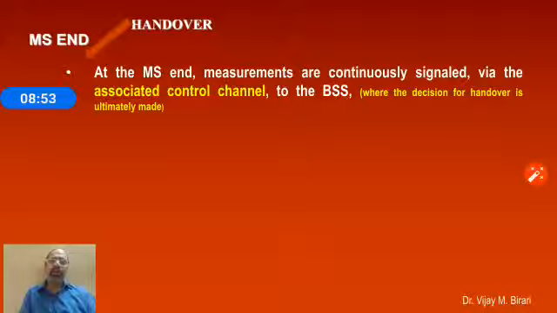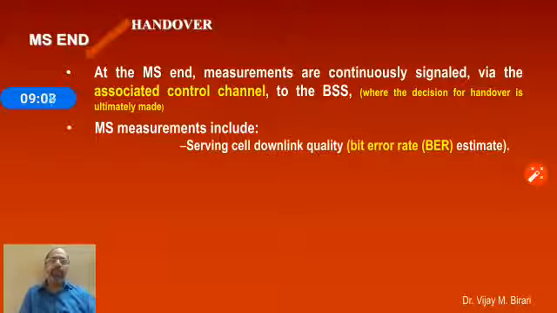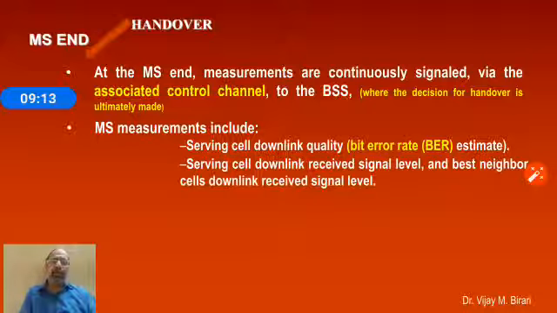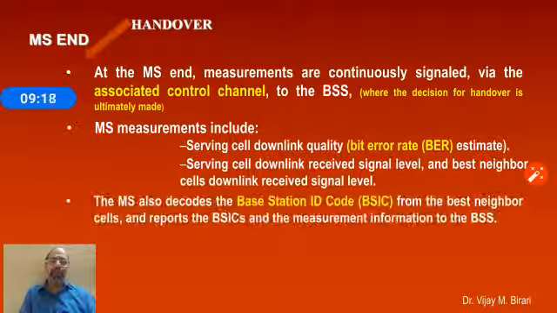If handover is at the MS end, that is the mobile end, it measures continuously and sends signals via the associated control channel to the BSS, where the decision of handover is ultimately made. It measures the serving cell downlink quality, that is the bit error rate, the downlink received signal level, and the best neighbor cell downlink received signal. The MS also decodes the base station ID code from the best neighbor. Actually, it collects the information from the 6 neighbors.